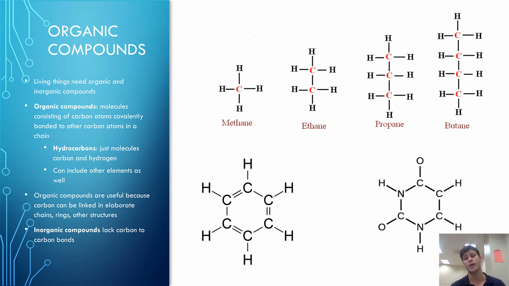In addition to that, organic compounds become useful because carbon can be linked both in chains, in the ways we've just talked about, as well as in different ring-like structures. So in addition to these elaborate chains, they also form ring-like structures like the molecules below, where carbon is either bonded to other carbon atoms to form these rings, or carbon atoms are bonded to things like nitrogen and oxygen to form rings or other types of branching structures. Now, inorganic compounds, by contrast, lack these carbon-to-carbon bonds and might have carbon in them, but that carbon isn't bonded to other carbon atoms, and so these elaborate chains or branching structures are no longer able to be formed.